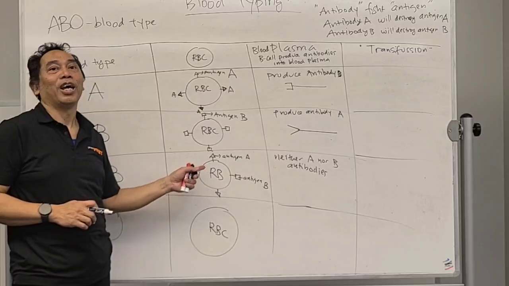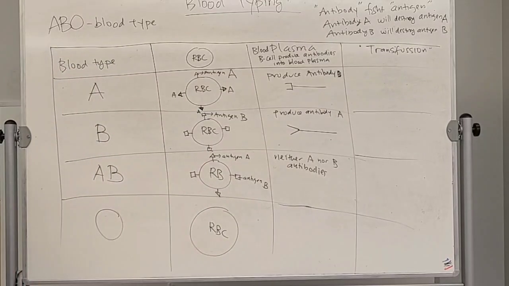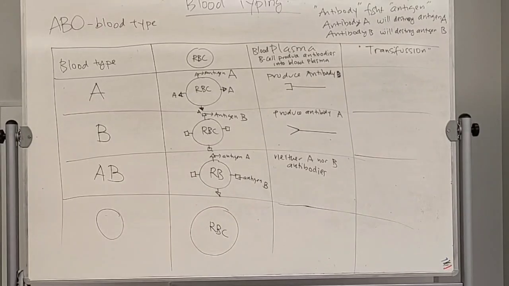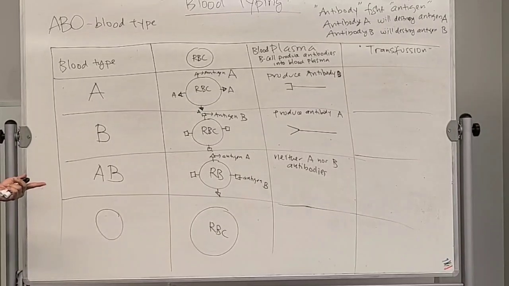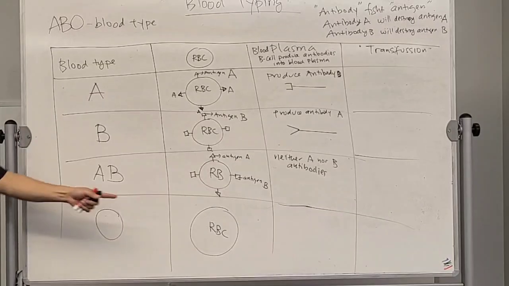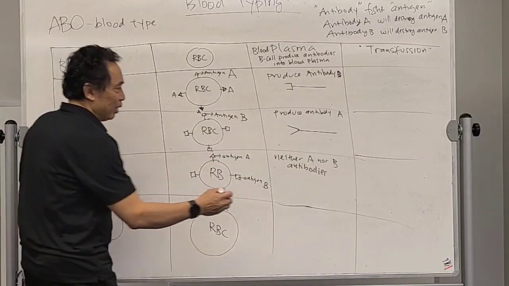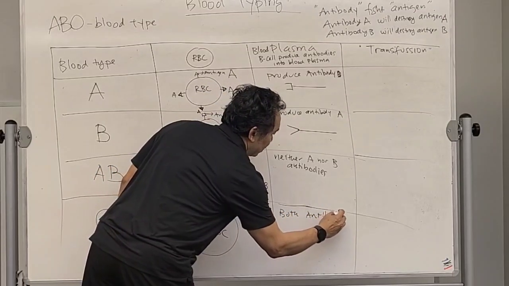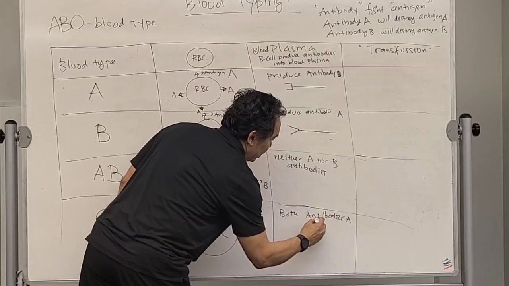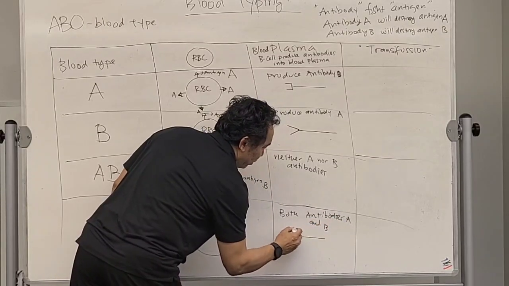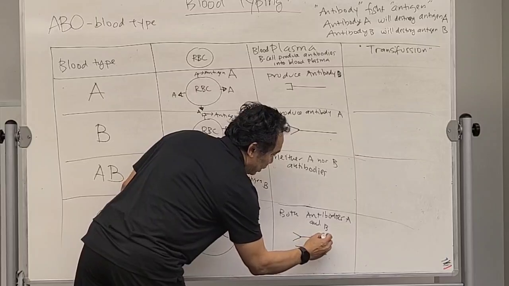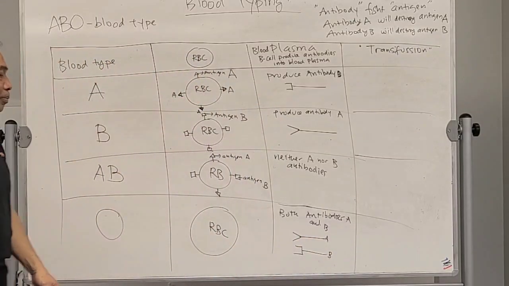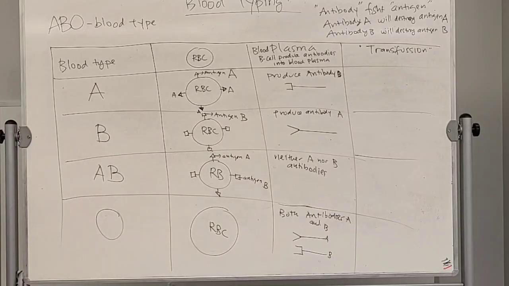antigens. Now the question for the next one, the O. If you are O, will you be able to produce antibody A? Yes. Will you be able to produce antibody B? Yes, because you don't have antigen over there. So both antibodies, A and B. You're going to have this and also this. This is A, this is B. Can you see this one first?